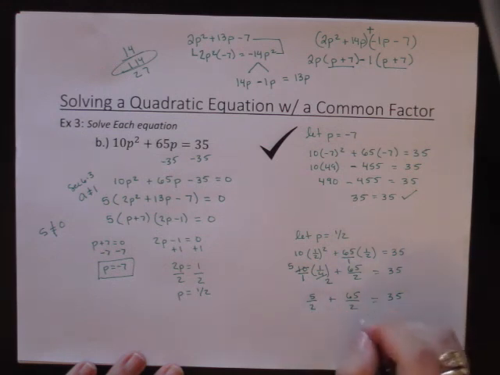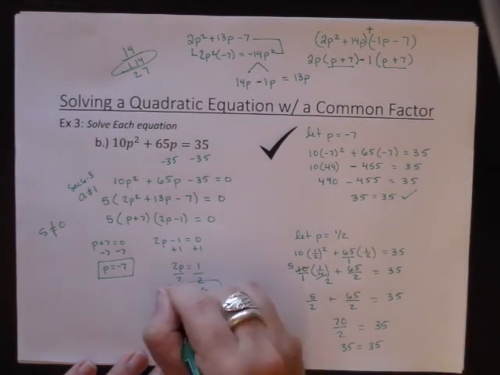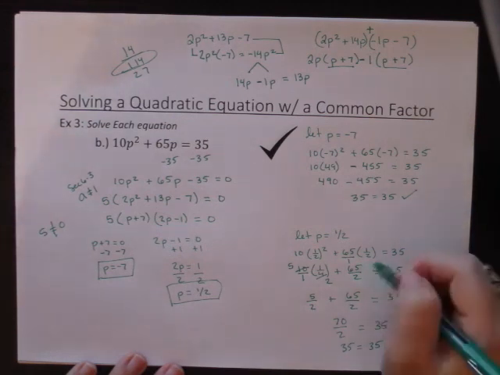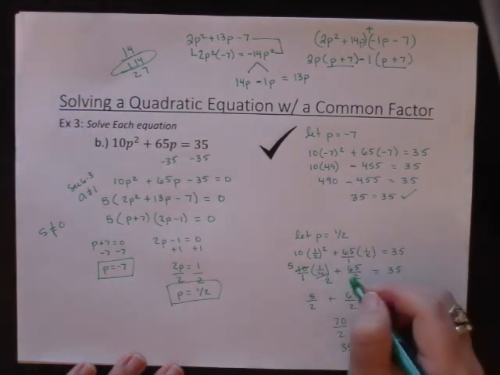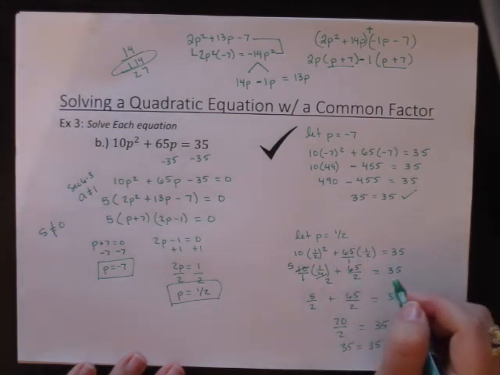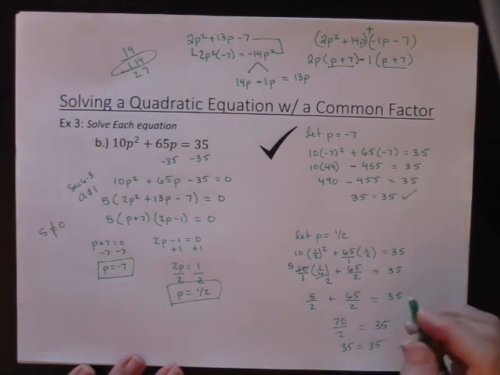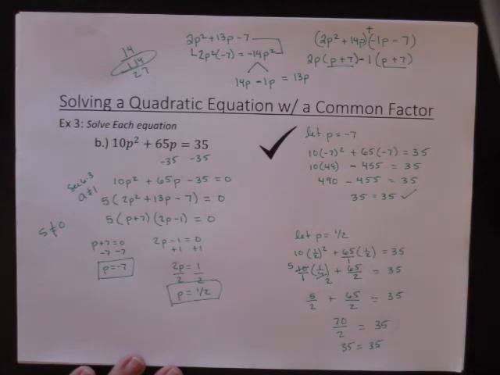And I've got common denominators, so 5 plus 65 is 70 over 2 equals 35. And then 70 divided by 2 will definitely give me 35. So 35 equals 35. I box my answer. Right here, if you did this with a calculator, you would have gotten 2.5 plus 32.5 equals 35, which would have cleaned up to be 35 equals 35.